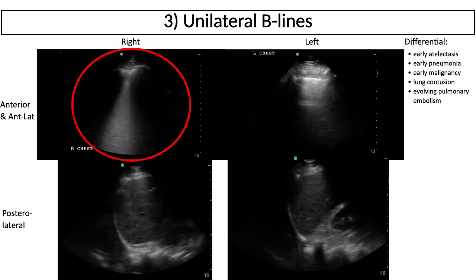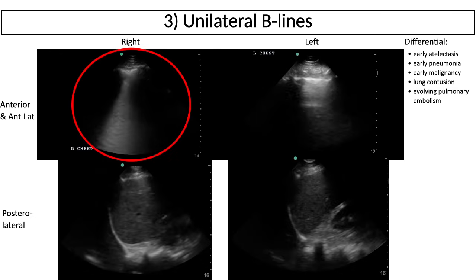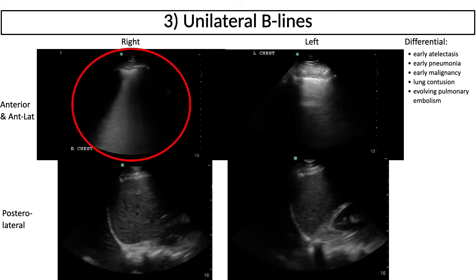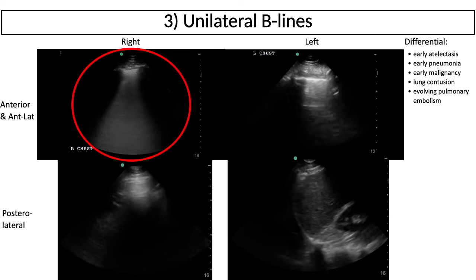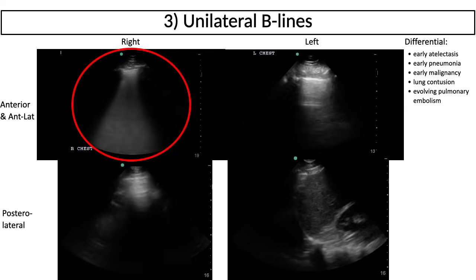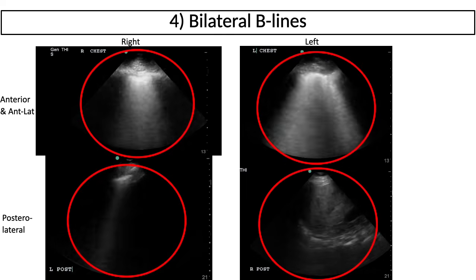Unilateral B-lines narrow the differential diagnosis primarily to the following conditions: early atelectasis, early pneumonia, early malignancy, lung contusion, and/or evolving pulmonary embolism. The fourth lung ultrasound pattern is bilateral B-lines.